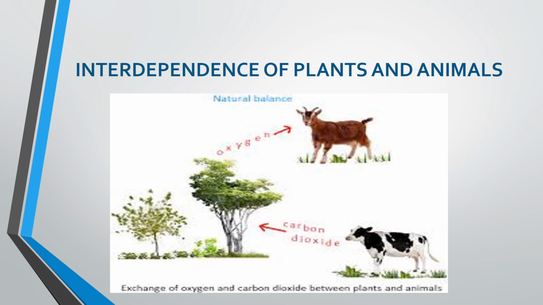So there is an exchange of oxygen and carbon dioxide between plants and animals. In this way, animals and plants are interdependent with each other.